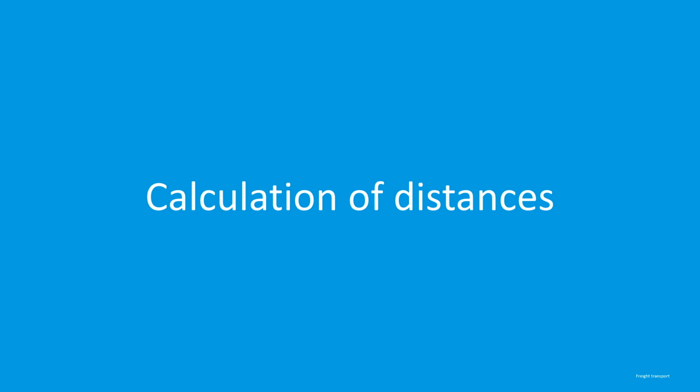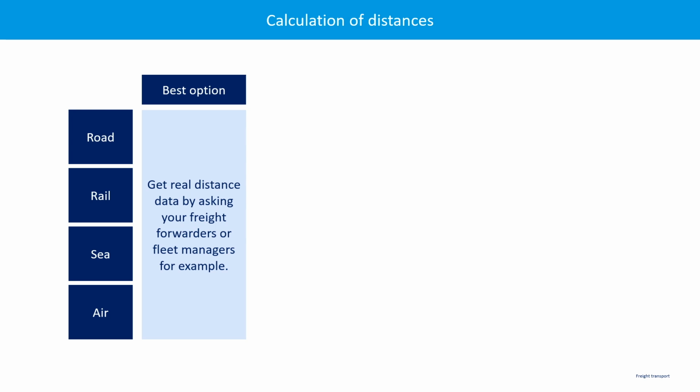Let's move to the last part of this video, which is about how to calculate transport distances. Remember, the emissions factors for the upstream and downstream transportation and distribution emissions categories are expressed in ton kilometers. So you need to know the number of kilometers, the distance, to be able to use those emissions factors. So how you get there is what I'll explain now. Ideally, you should get real distance data by asking your freight forwarders or fleet managers, for example. But this would most probably not always work out. So here are some alternative ways.